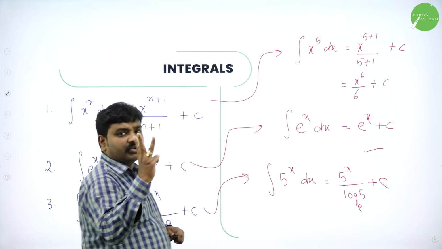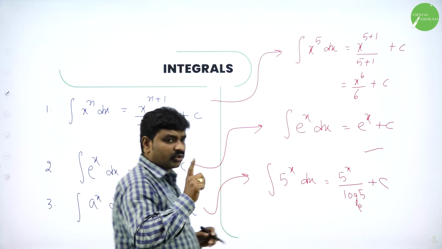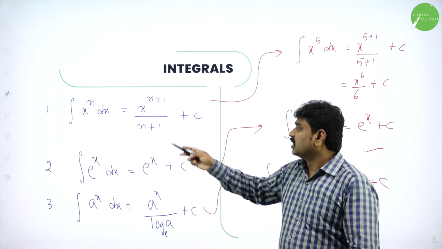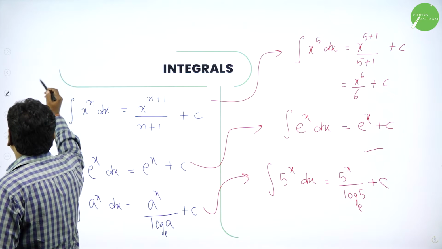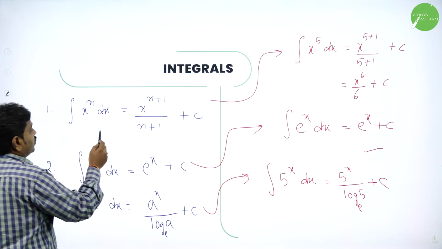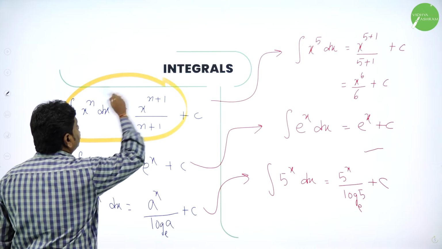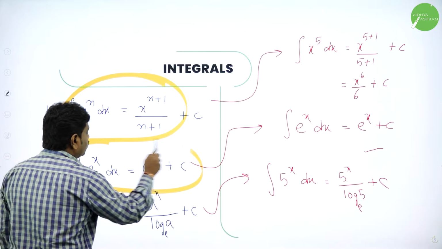So now 3 formulae I wrote on the list. What are the 3? X power n, e power x, a power x. First memorize them. What is integration of x power n? So 3 formulae I have written. So become thorough with the first 3 formulae. First one is what? Integration of x power n is x power n plus 1 by n plus 1 plus c. Integration of the second one, e power x, is e power x.